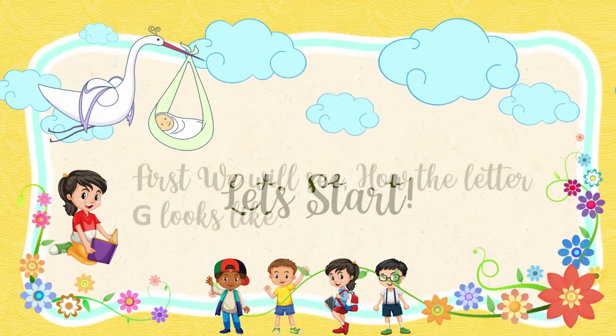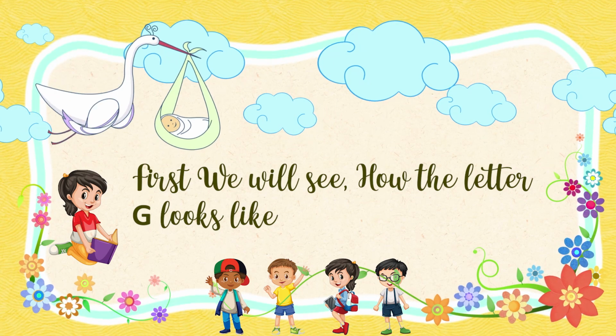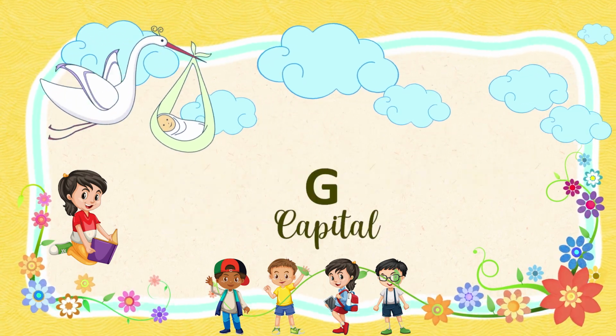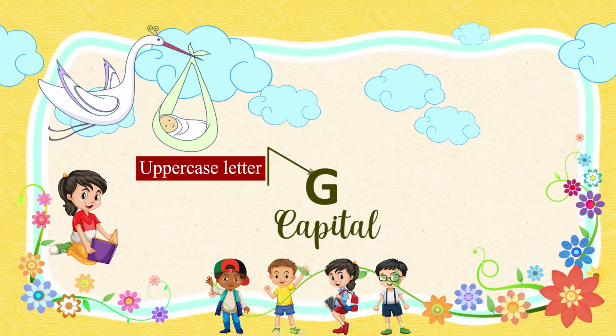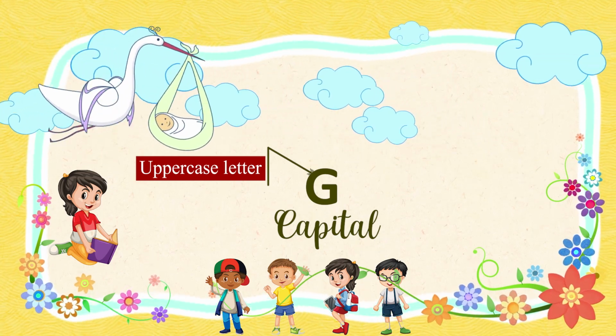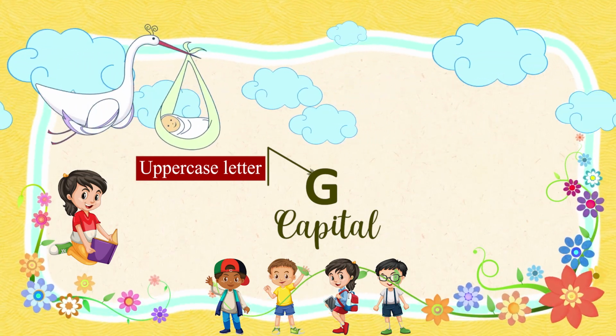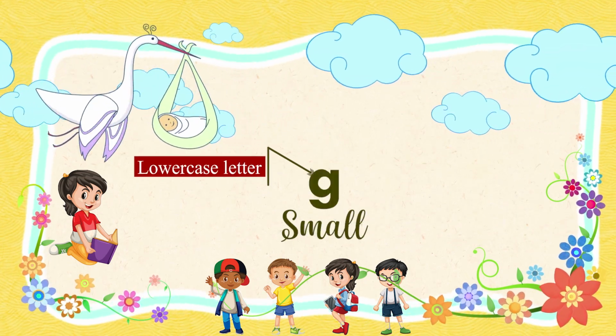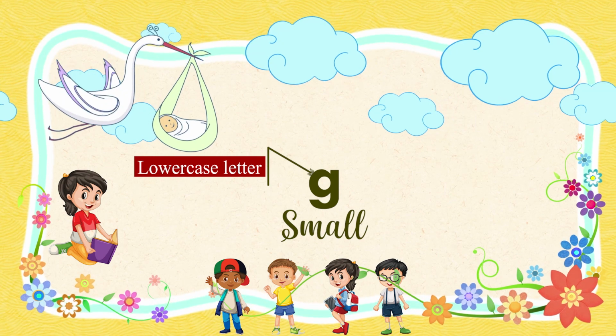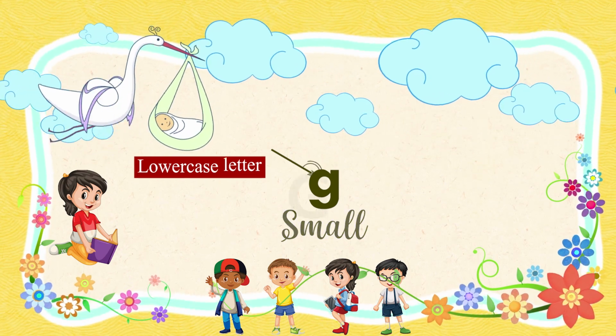Let's start. First, we will see how the letter G looks like. Uppercase letter. This is capital G. We can also call it big G. And this is lowercase letter G, or small g.